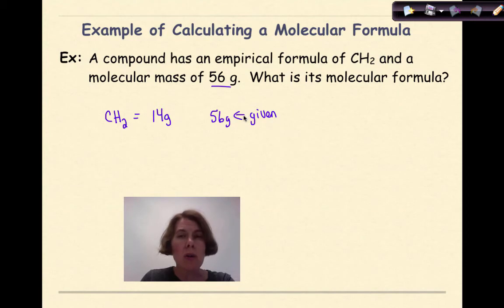Now I want a whole number here, so what I'm going to do is take the molecular mass and divide it by the calculated empirical mass that we just did with the 14. So my larger number is going to be on top. So 56 divided by 14 gives me 4.